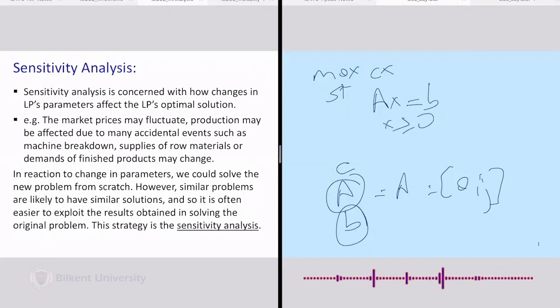But what else? Well, we're industrial engineers. So let's utilize what we already know. Let's try to be as efficient as possible. Similar problems usually will have similar solutions. So let's try to reach the new optimal with the new data by using the previous solution. That is sensitivity analysis. How sensitive is my solution to my problem parameters, actually?